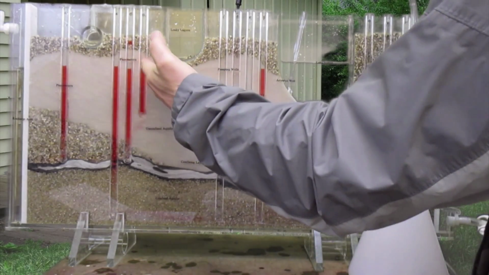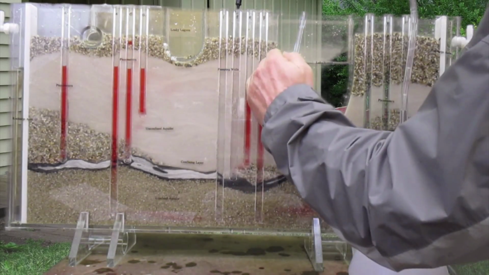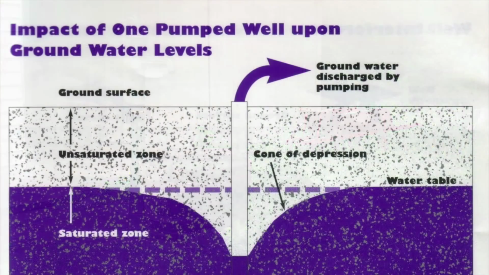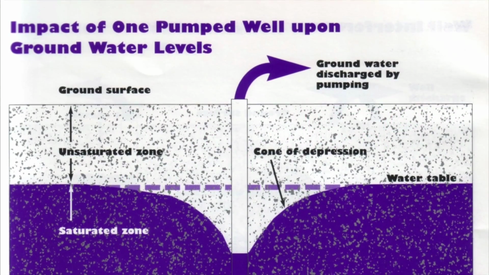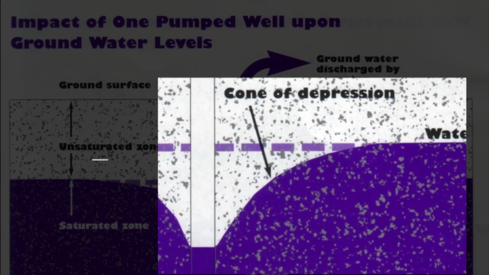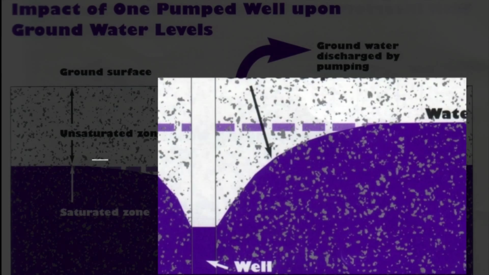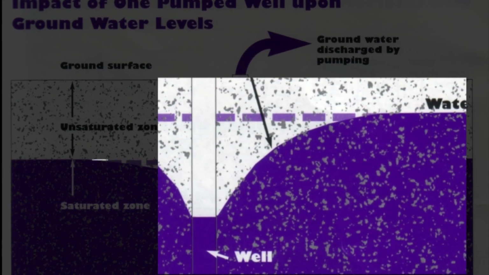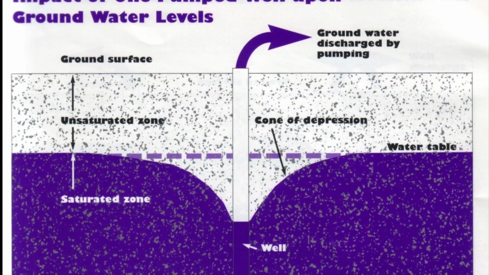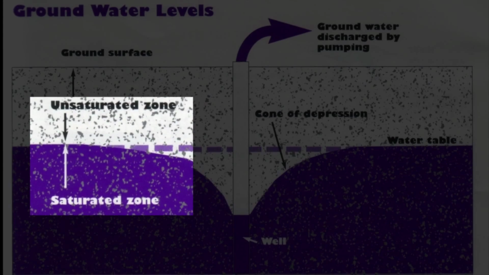And here it is here. You can see the cone of depression directly around the well, shaped like a cone. Those areas don't have any or very little water in them. That's why they're called unsaturated. The saturated zone has water still in the air pockets or the air pores of the soil particles.